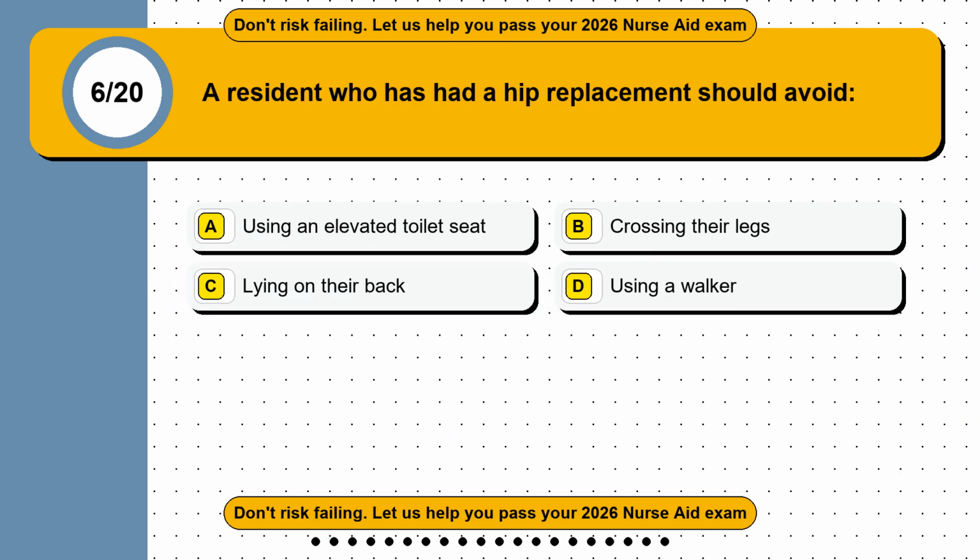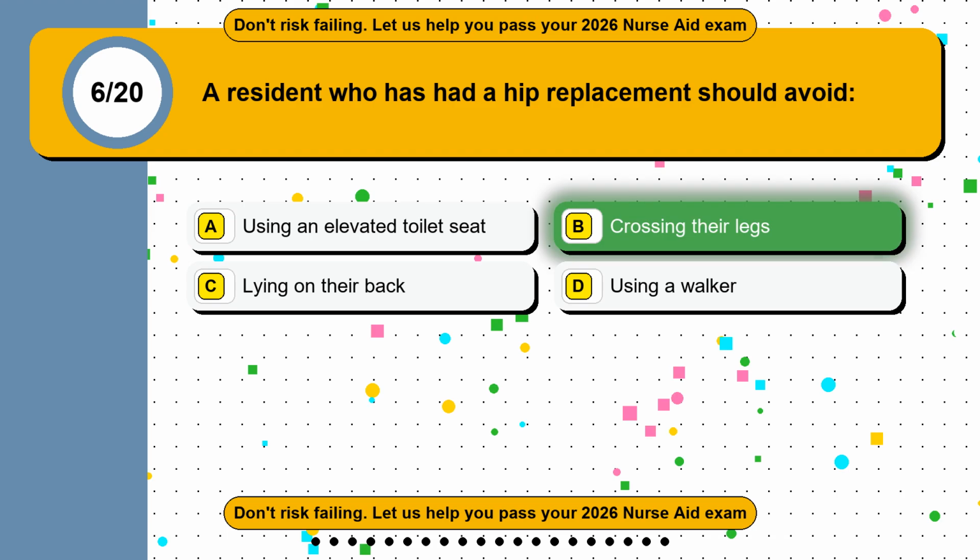Question 6. A resident who has had a hip replacement should avoid: Option A. Using an elevated toilet seat. Option B. Crossing their legs. Option C. Lying on their back. Option D. Using a walker. The correct answer is option B. Crossing their legs.